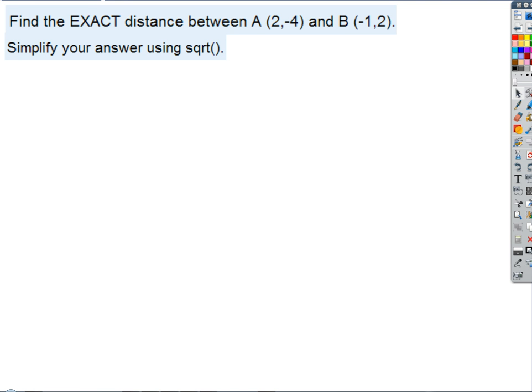So let's take a quick look at the five or six problems that were the most commonly missed. Okay, here was one of them. An exact square root. Sorry, I want to find the exact distance between these points.